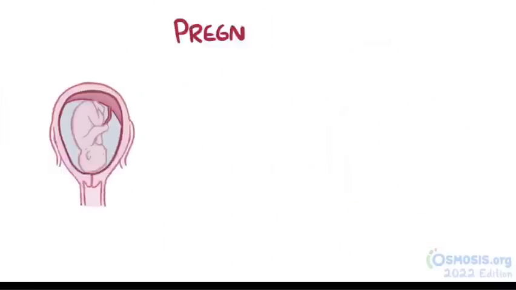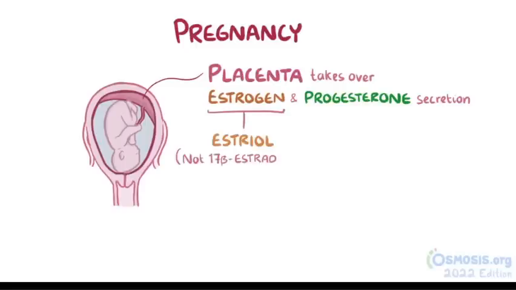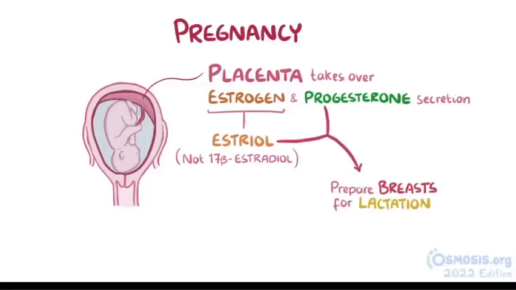Now, during pregnancy, the placenta takes over estrogen and progesterone secretion, both of which are required to maintain the pregnancy. But there's a twist. The placenta produces estriol rather than 17-beta estradiol, so that becomes the dominant type of estrogen. During pregnancy, estriol and progesterone also help prepare the breasts for lactation after delivery.